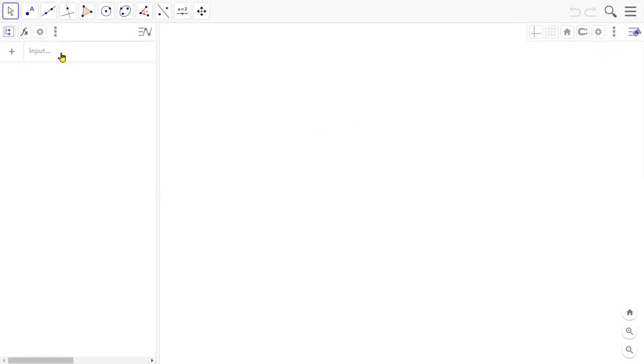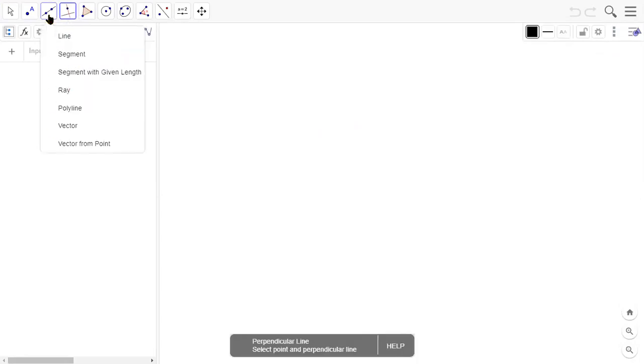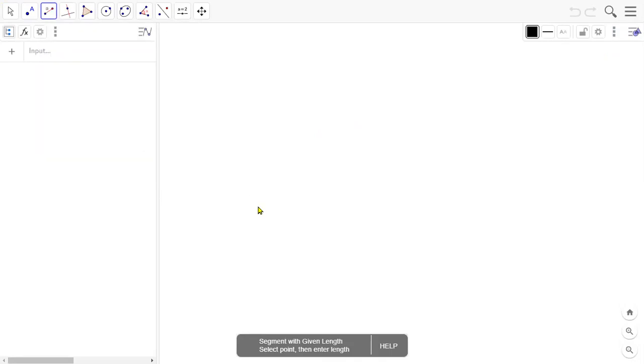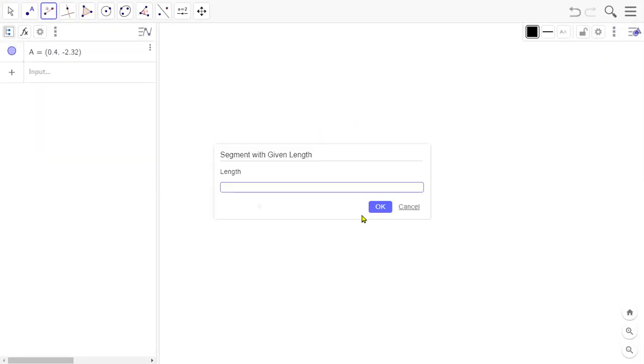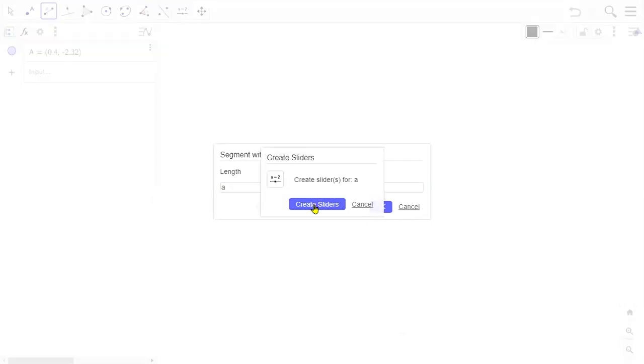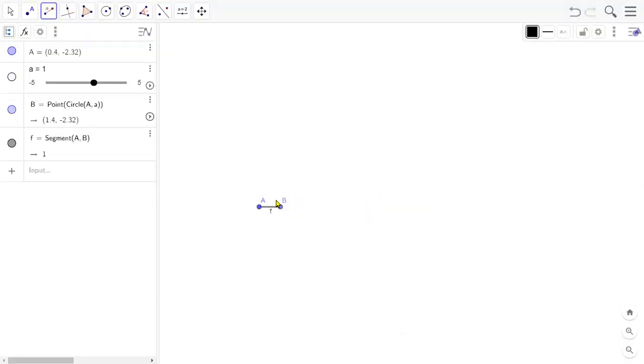First of all, let me make a right angle triangle. Let me use the different tools. Let me first use the segment with given length tool and make a segment here. Let me name this segment A. Here the length is needed, so I am entering A. I am going to make the slider here. Here I have created a slider, and we can change the length of this line segment.